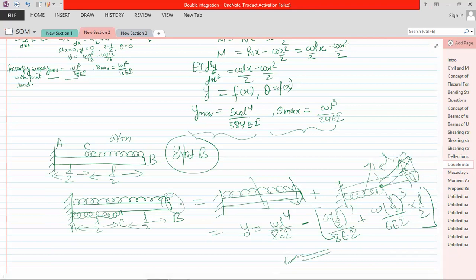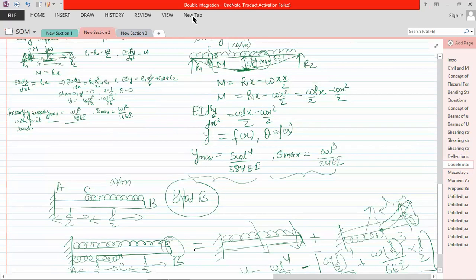So, from the Macaulay method and the double integration method, does anyone have any problem? Yeah, at least someone respond, because otherwise I will not be able to complete the syllabus.